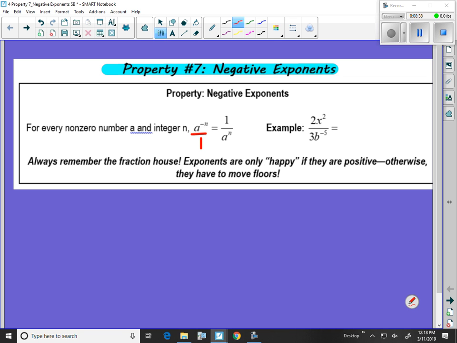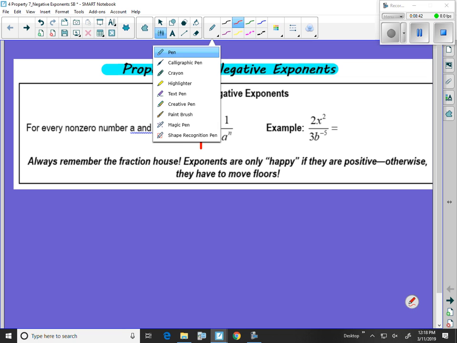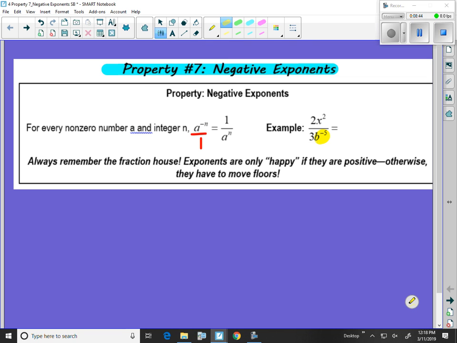So here, if I have 2x squared over 3b to the negative 5th, the only part that I am moving is the b to the negative 5th. The 3 is staying there. So I would have 2x squared b to the 5th, because it was negative downstairs, move it upstairs, it became positive, and then we would leave the 3 down there. That's the answer. That's all you can do to simplify it.